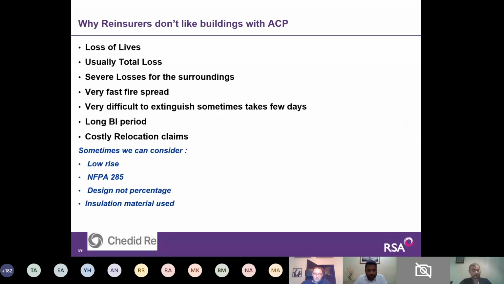Mohammed, can I ask you one question as well, regarding the ACP? Go ahead, Khaled. The insulation materials used in the ACP, which one is acceptable to you? And can you consider the risk based on the insulation material used alone, or must you look at the design as well, even if the insulation material used in the building is non-combustible?